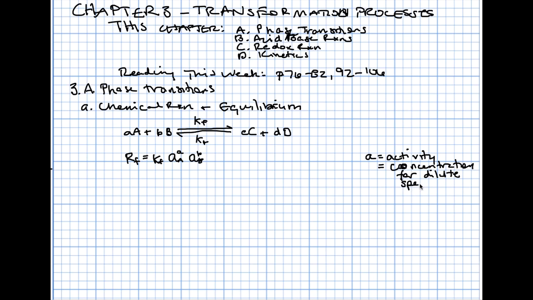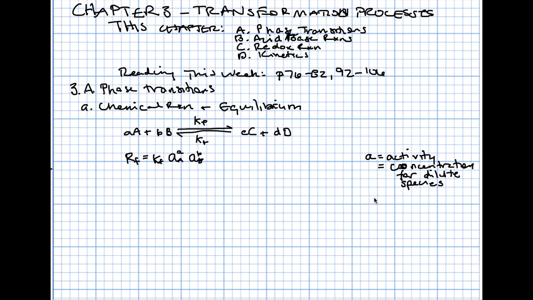And this assumption that it's equal to the concentration for dilute species or for ideal species applies to many impurities in water and air. There are some conditions under which it doesn't apply, and we've already talked about them.